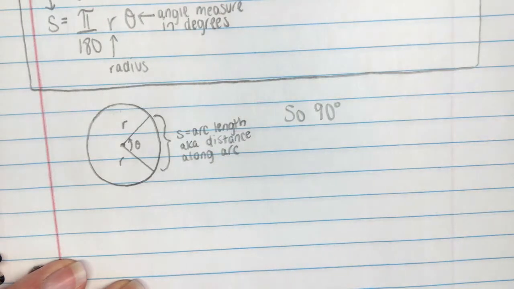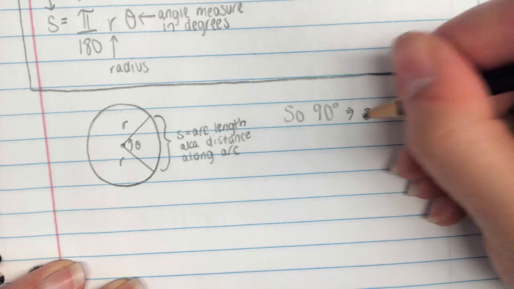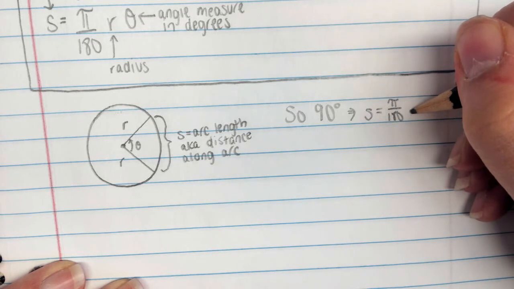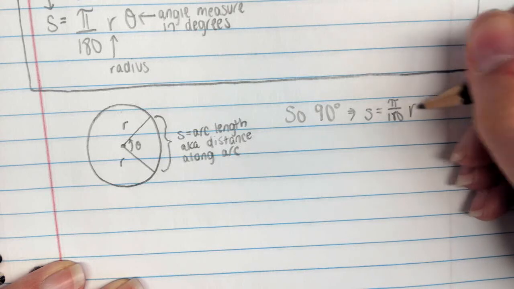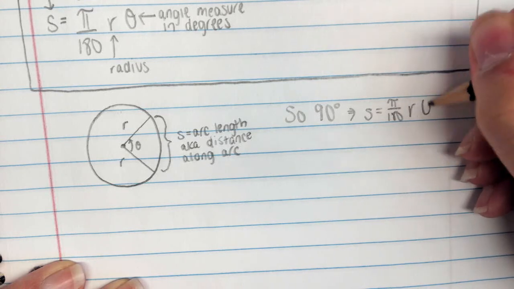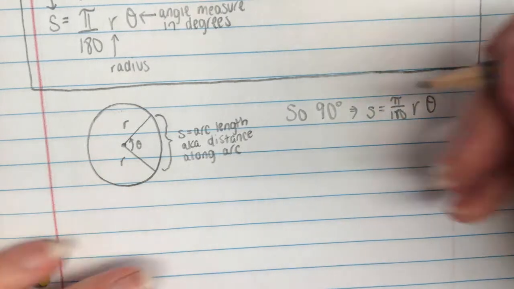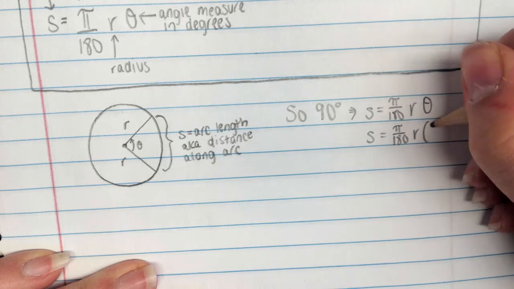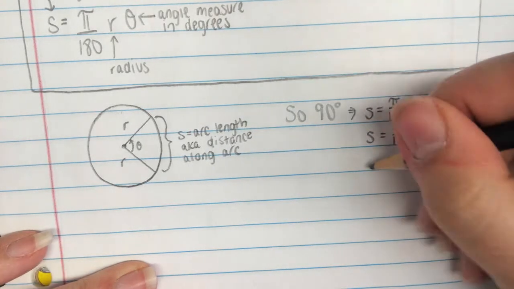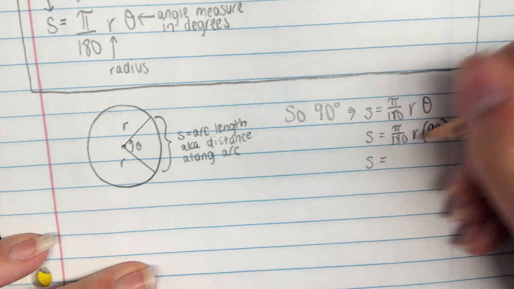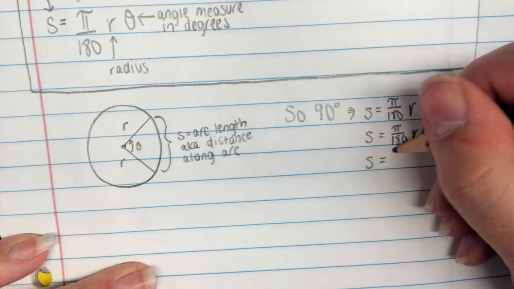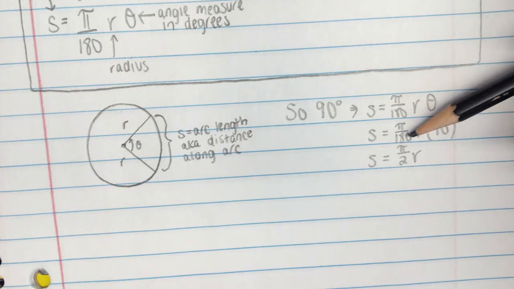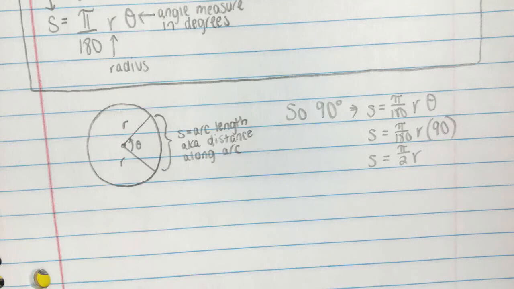So 90 degrees, right? If you use that equation, S equals pi over 180 times r and then theta. That's the equation we would use, right? But we know theta is 90, so this would turn into 90 pi over 180 r. It's really pi over 2 r. That's what this would simplify to be, right? Because you have 90 over 180, that'd be a half pi, or pi over 2, right?